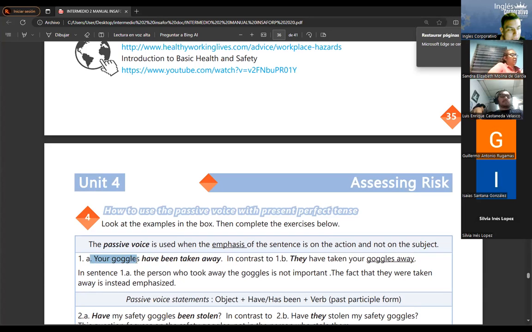Principalmente el sujeto, ¿verdad? Your goggles. Seguido del auxiliar have or has. Eso va a depender del sujeto. Posteriormente, el verb to be, pero en su forma participia, el cual es been, right? Y más el verbo en su forma participia. Entonces, sonaría como: las gafitas han sido taken, tomadas, han sido quitadas, han sido robadas.